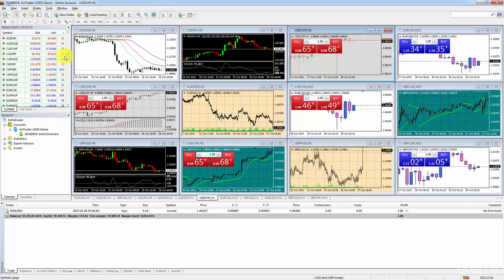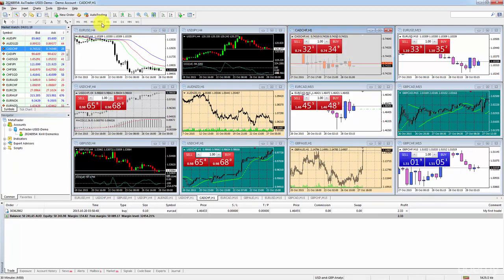I promised you a tip, so here's the tip. Right now I don't have a currency called Canadian Swiss franc. Out of all of them, none of them are Canadian Swiss franc. Let's say I want to replace this chart with Canadian Swiss franc, instead of American dollar Swiss franc. All I have to do is take Canadian Swiss franc and drag it on here. And there we go. Now it's Canadian Swiss franc.